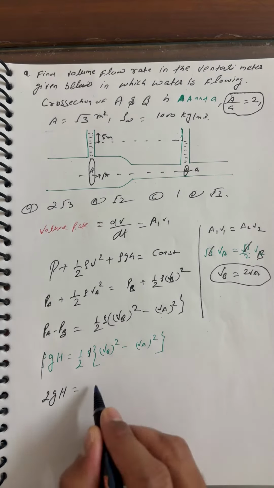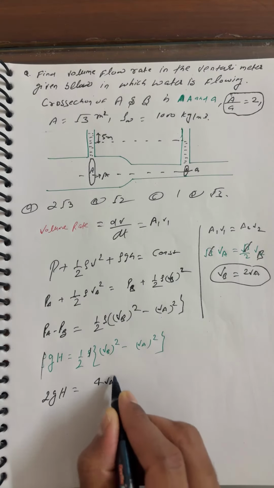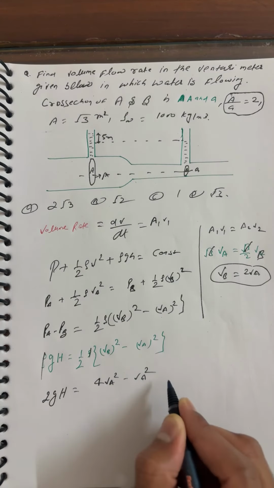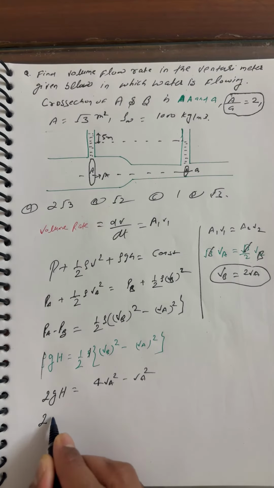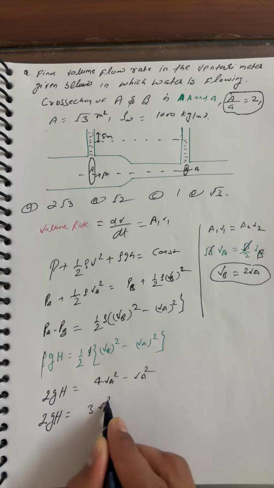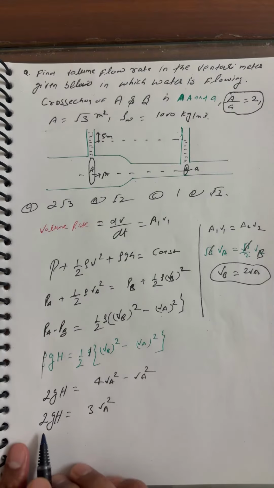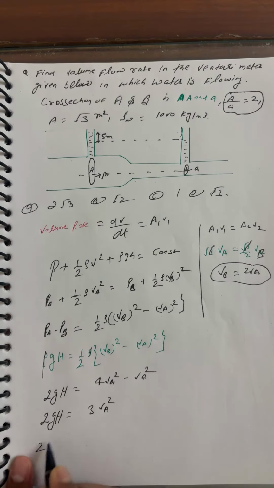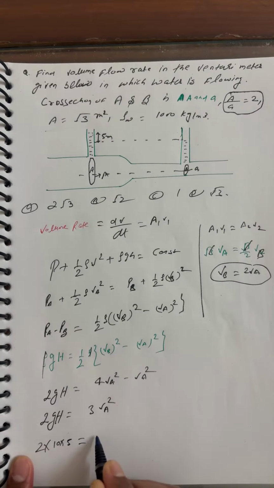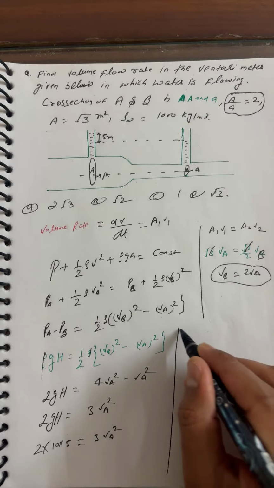2GH. VB is twice of VA, so VB square is 4 VA square minus VA square. This is 2GH equals 3 times VA square. You can take G as 10 for simplification here. So this is 2 into 10 into 5 is equal to 3 into VA square. Right, my dear? Okay, I'll solve further here, students.